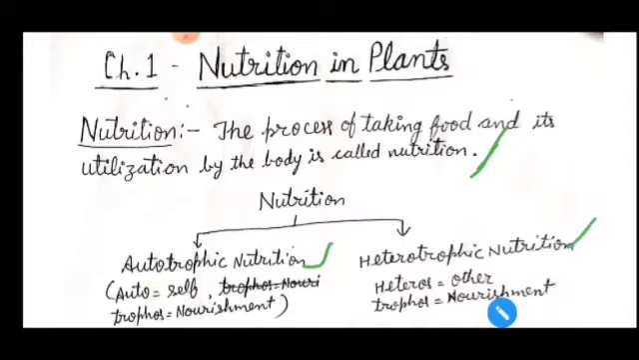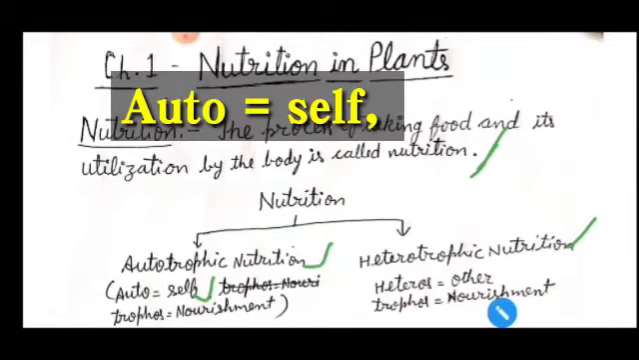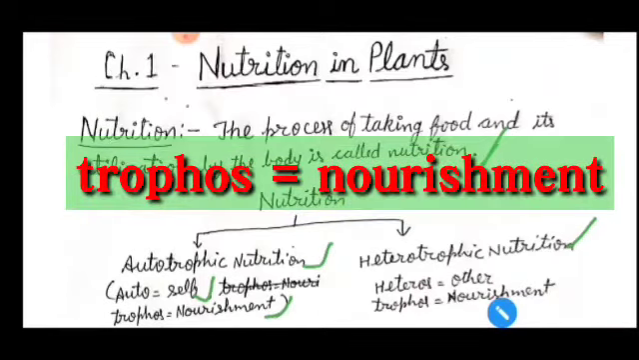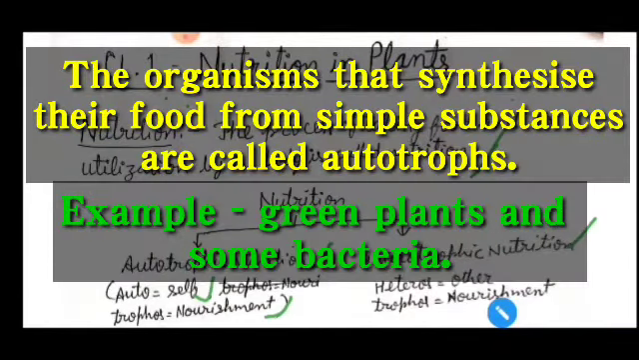Autotrophic nutrition: auto means self and trophos means nourishment. So the organisms who are able to synthesize their food, they are self-dependent for their food. They are autotrophs, and that mode of nutrition is called autotrophic nutrition. It is found mainly in green plants.